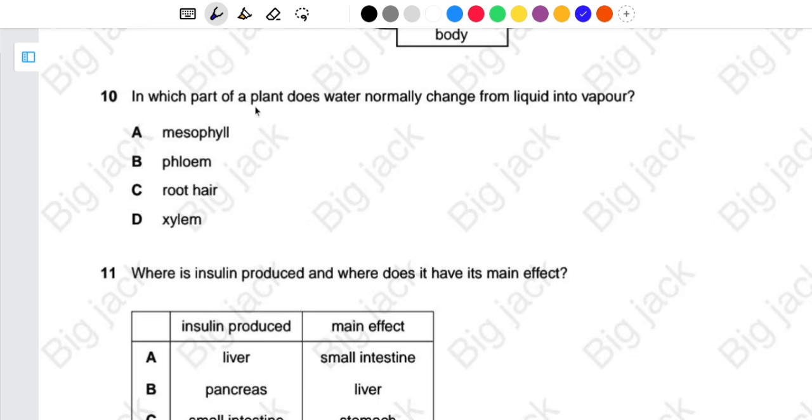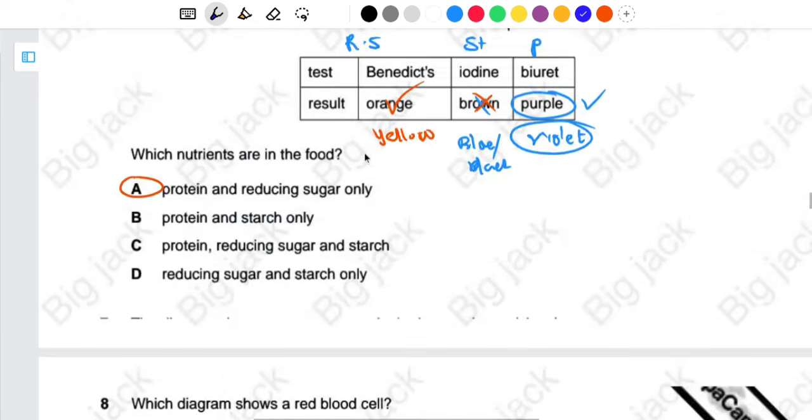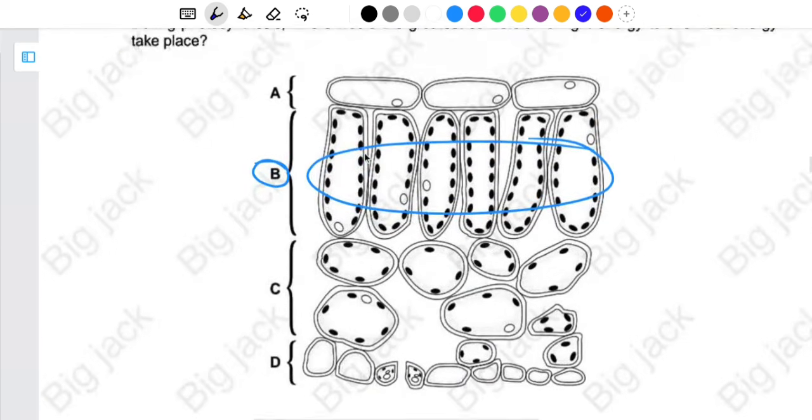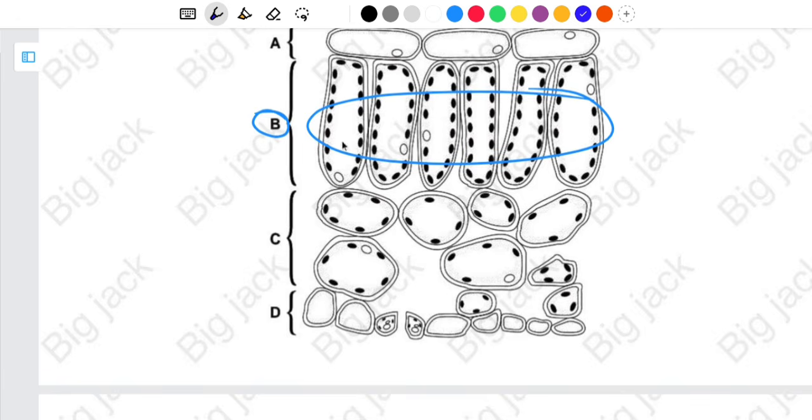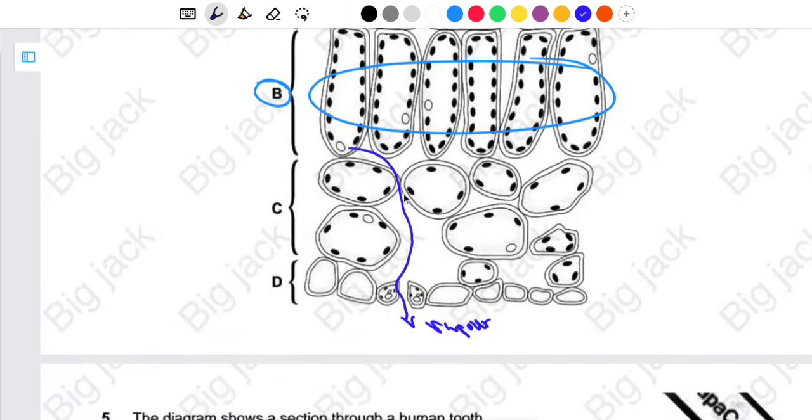In which part of a plant does water normally change from liquid into vapor? The answer is the spongy mesophyll. If you remember, during photosynthesis the cells require water and carbon dioxide, but if water is in excess, it comes out through the stomata pores in the form of vapor. So it changes in these cells here, which are called the spongy mesophyll cells. Alright, so we can continue.